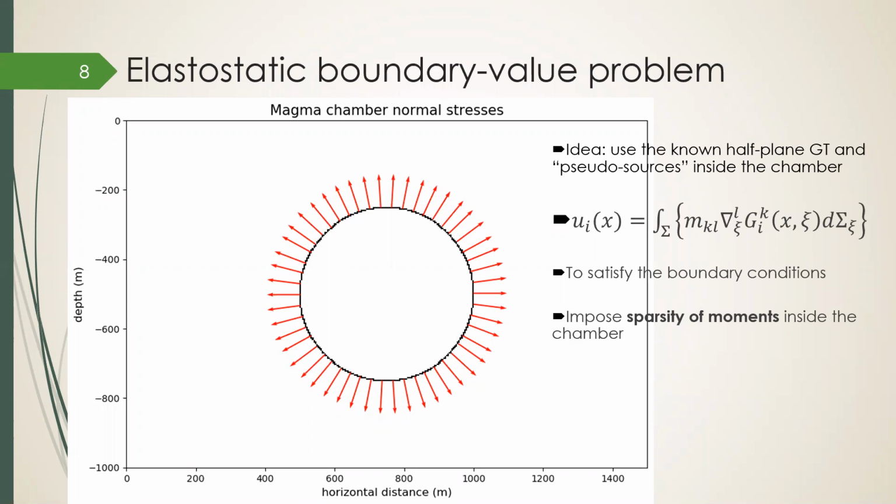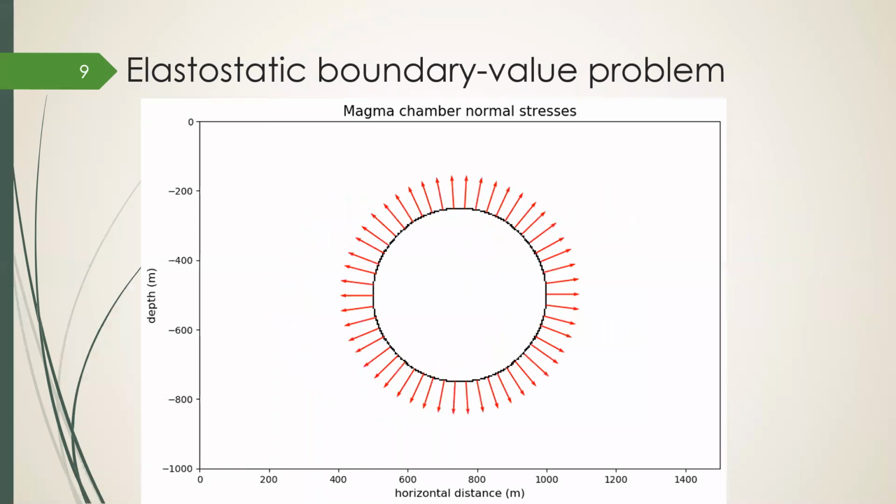And so if we want to solve this problem of somehow cheating and matching our boundary conditions by introducing these non-physical sources inside the chamber, we need to constrain it somehow. And I suggest constraining it using sparsity. I'll explain in a moment why sparsity. So here's what we do.